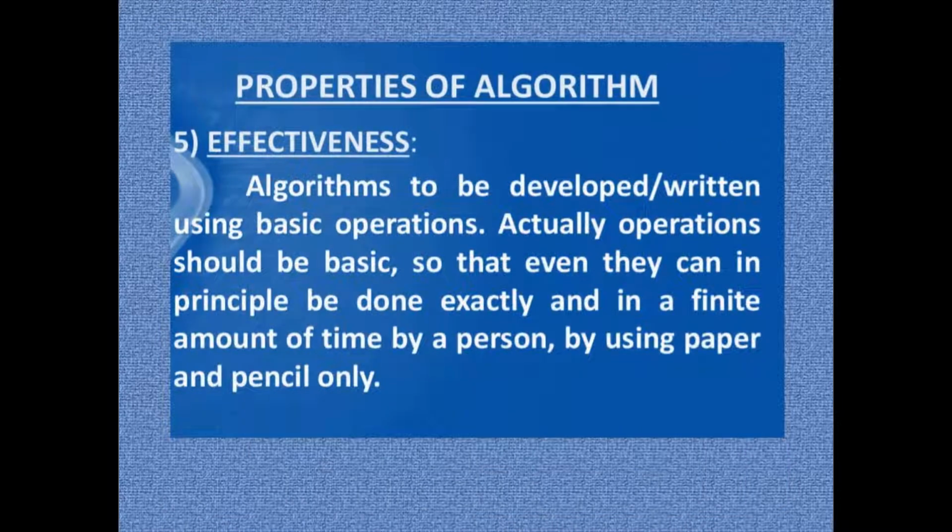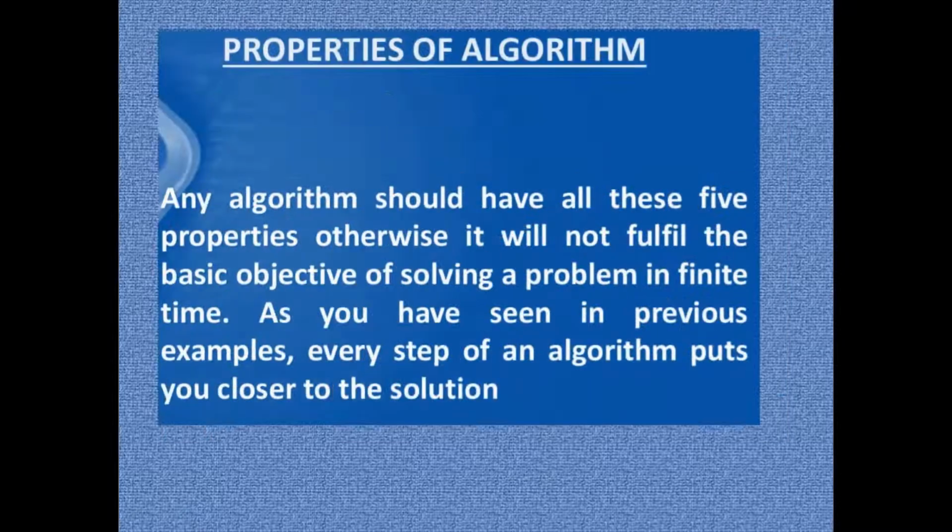Effectiveness is that the algorithms are developed using basic operations. Now, these operations should be basic so that they can be done exactly and in a finite amount of time by a person by using pen and paper only. So any algorithm should have all of these five properties, or they don't fulfill the objective of solving a problem in some given time.